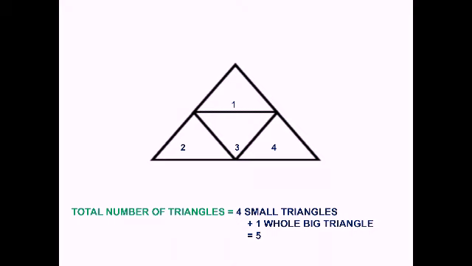I am repeating once again. A big triangle is given. Inside the big triangle, a small triangle is given. So let us count altogether how many triangles there are. There are 4 small triangles as I have marked 1, 2, 3 and 4. With these 4 small triangles, there is the big triangle inside which these small triangles are placed. So 4 small triangles and one whole big triangle together make 5 triangles. Clear?